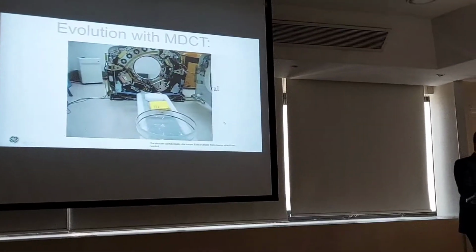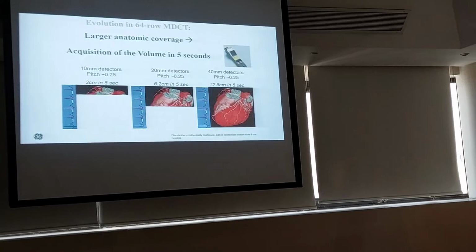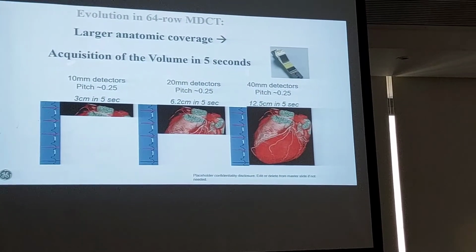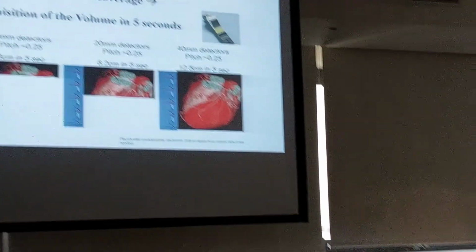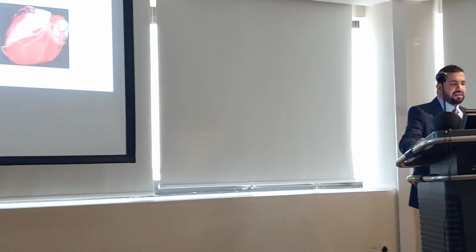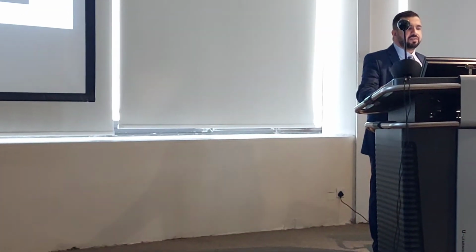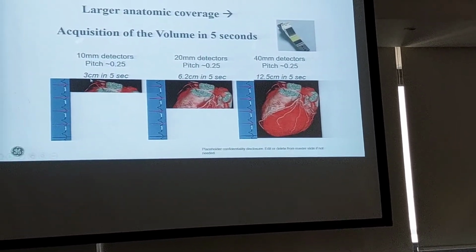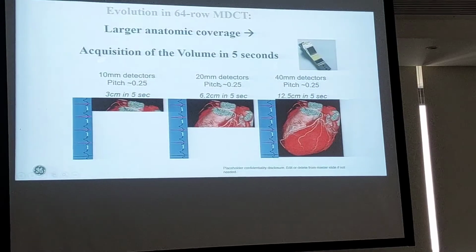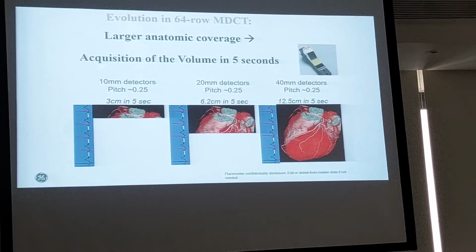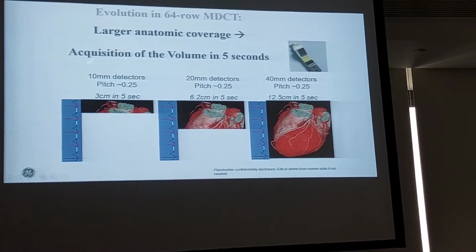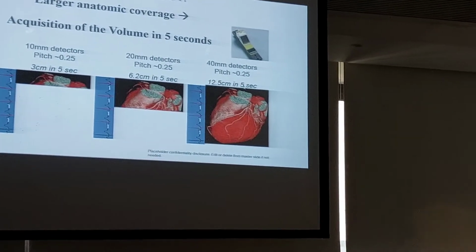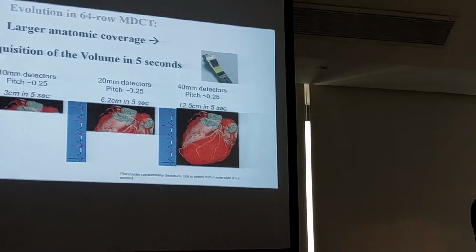So the next one is the detector coverage. Now, I need more detector coverage to get good cardiac images. That's because in 5 seconds, when we used to have the old machines, 10mm detector coverage, you can see my cursor, in 5 seconds we could cover only up to 3 centimeters. When we have that 20mm detector, 16 slices, we are able to cover up to 6.2 centimeters of the heart in 5 seconds. Now with the 40mm, with the pitch of 0.25, we are able to cover 12.5 centimeters in 5 seconds. You get that?